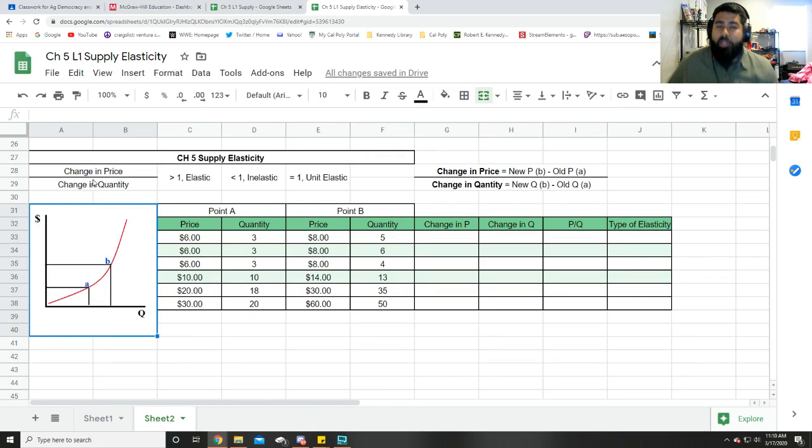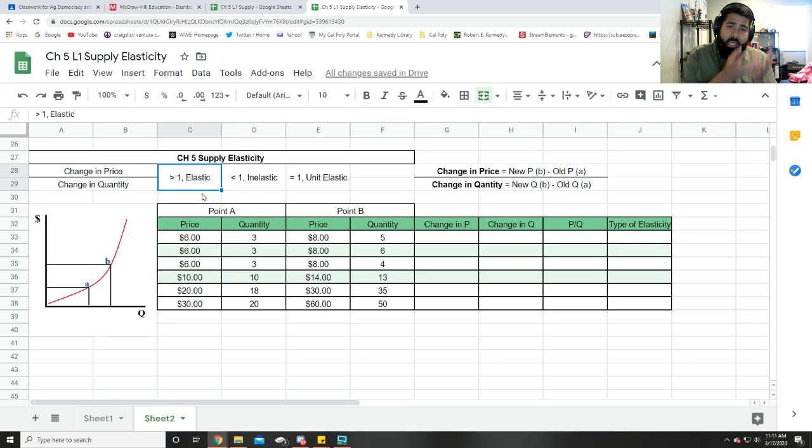Now, in case you forget, to calculate the elasticity of supply, that is the change in price divided by the change in quantity. If your answer is greater than 1, that means this product is elastic. If it is less than 1, then your product is inelastic. If it happens to be equal to 1, that means it's unit elastic. And how we calculate that, of course: we have our point A and our point B over here, and our point A and point B over here. So everything referring to these 2 columns is point A, and everything referring to this column is point B.